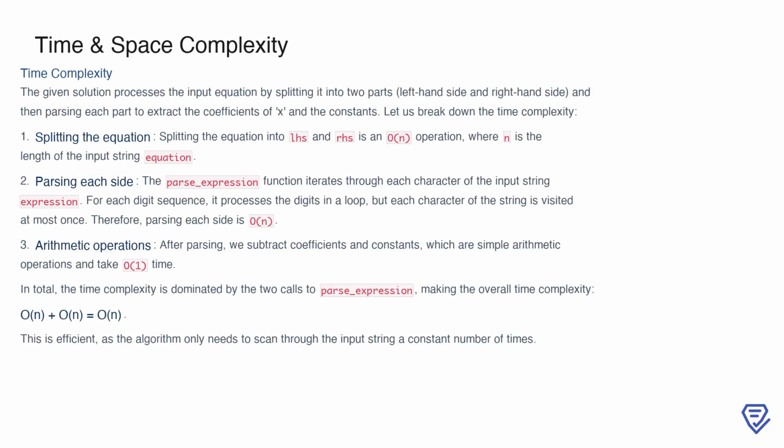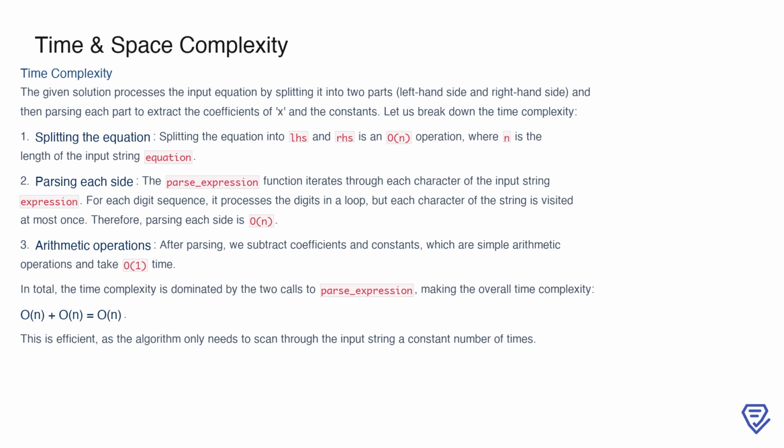To analyze the time complexity of our solution, we start by looking at how the input equation is processed. First, the equation is split into 2 parts, the left-hand side and the right-hand side. This splitting operation takes linear time, or n, where n is the length of the equation string. Next, each part of the equation is parsed using the parse_expression function. This function iterates through every character of the equation, and for any sequence of digits, it loops over those digits but ensures each character is visited only once. This means parsing each side of the equation also takes n time.